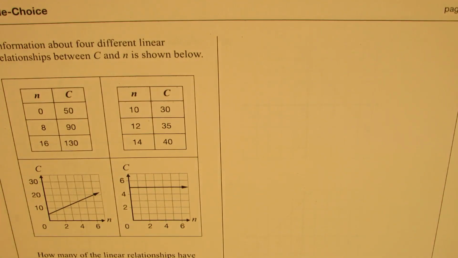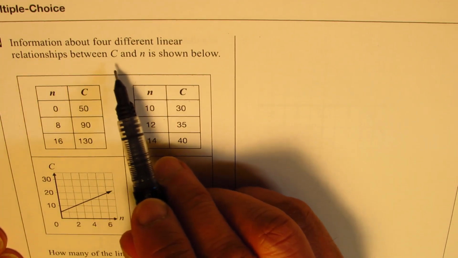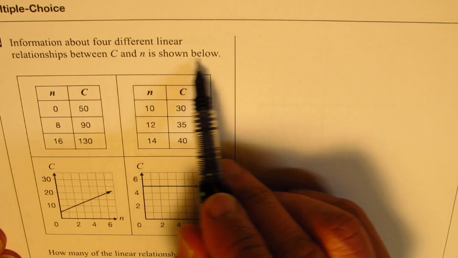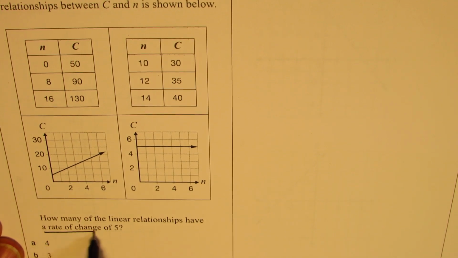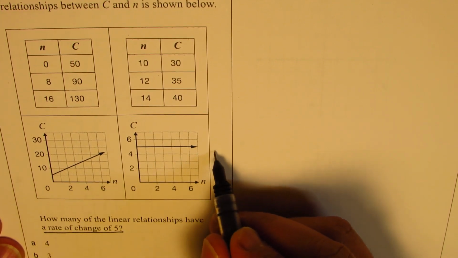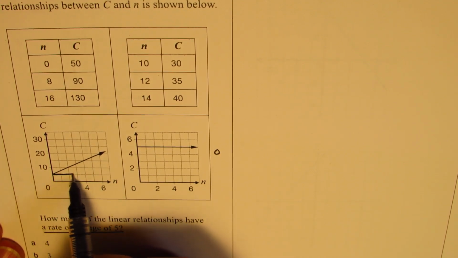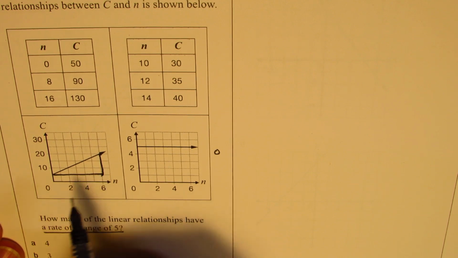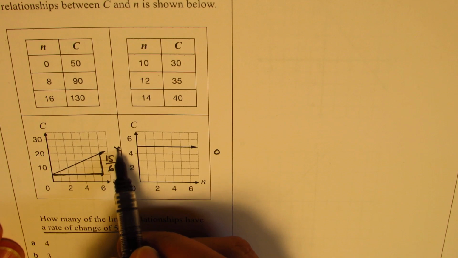So we are done with the open response questions. Now again, multiple choice question number 15. It says the information about 4 different linear relationships between C and N is shown. The question is, how many of the linear relationships have a rate of change of 5? So this definitely is constant, it is 0 here. And in this case, if I take a point and make this triangle, we are going up by 15, dividing by 6, it is not 5.